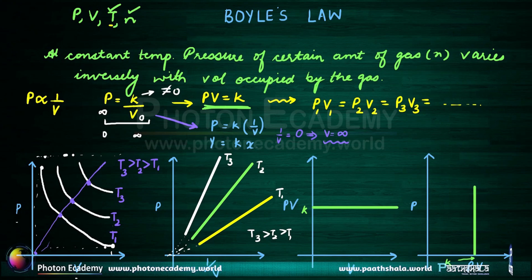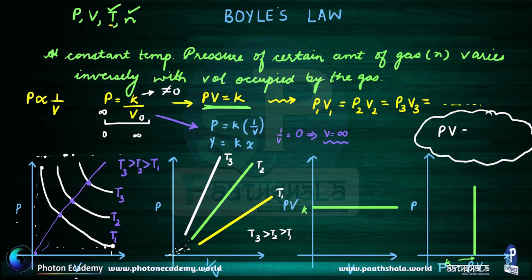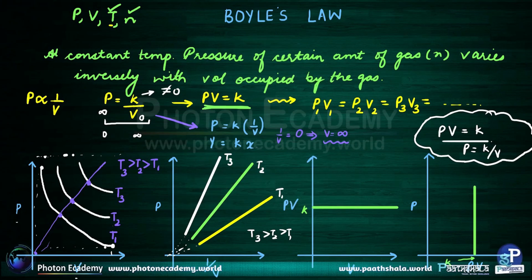So our basic conclusion for Boyle's law will be that PV is equal to constant. This can be written as P is equal to K divided by V. That is, P is inversely proportional to the volume occupied.